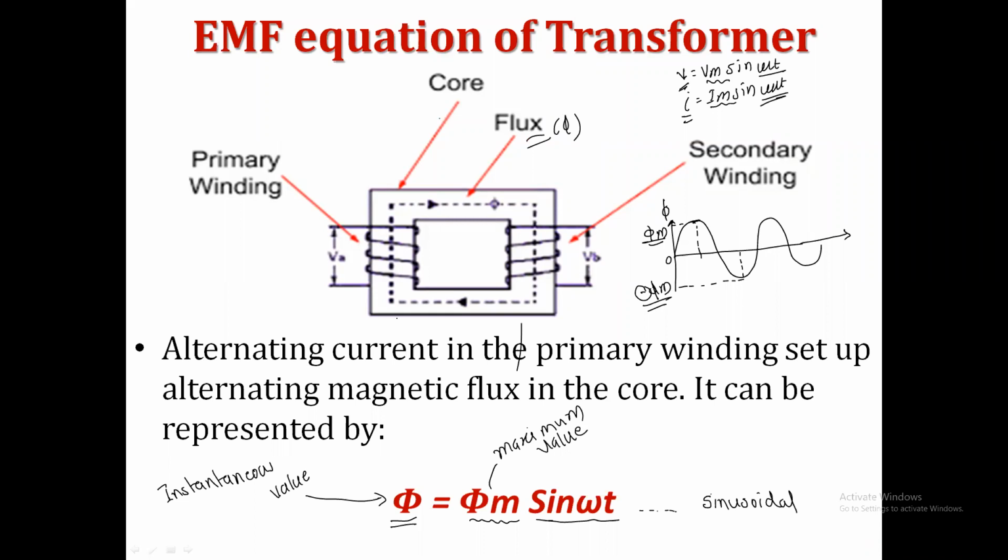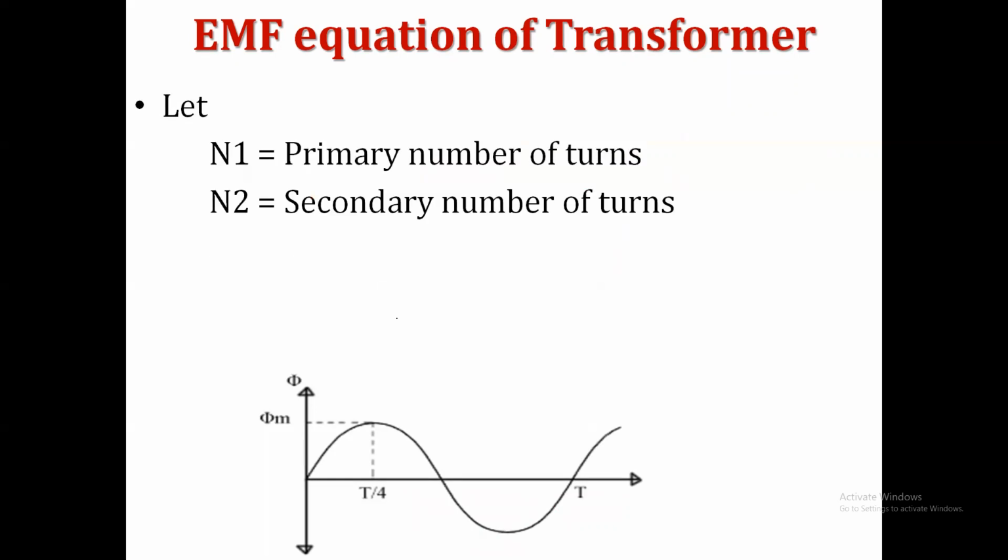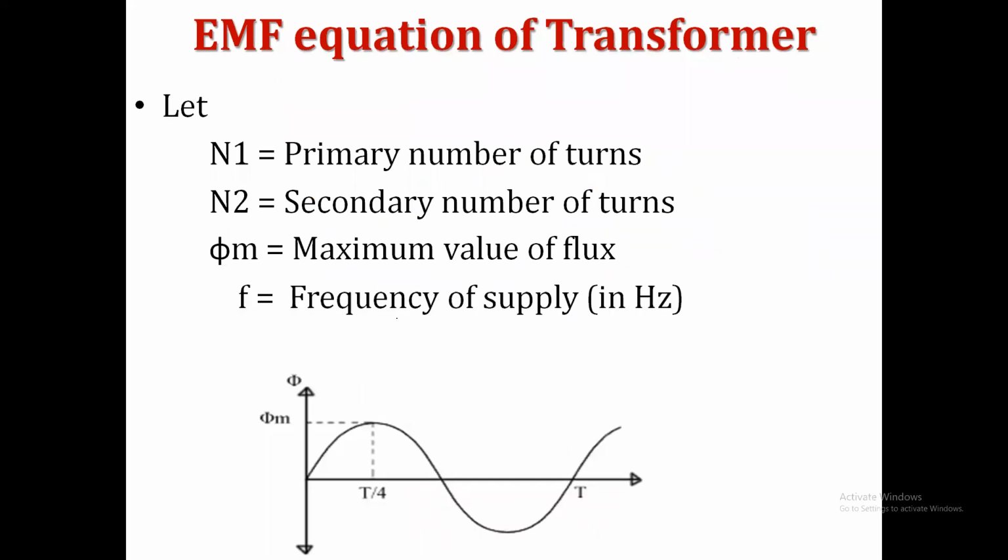Get it, my point? And now, try to remember that n1 is the primary number of turns, n2 is the secondary number of turns, phi m is the maximum value of the flux, f is the frequency. Till now we have not discussed the frequency because we were discussing DC supply. But right now, which type of supply have we connected to the primary winding? It's an AC supply. That's why the frequency concept comes here. So f is the frequency, which is measured in hertz. Hertz is the unit. Is it right? And this is the waveform of the alternating flux.